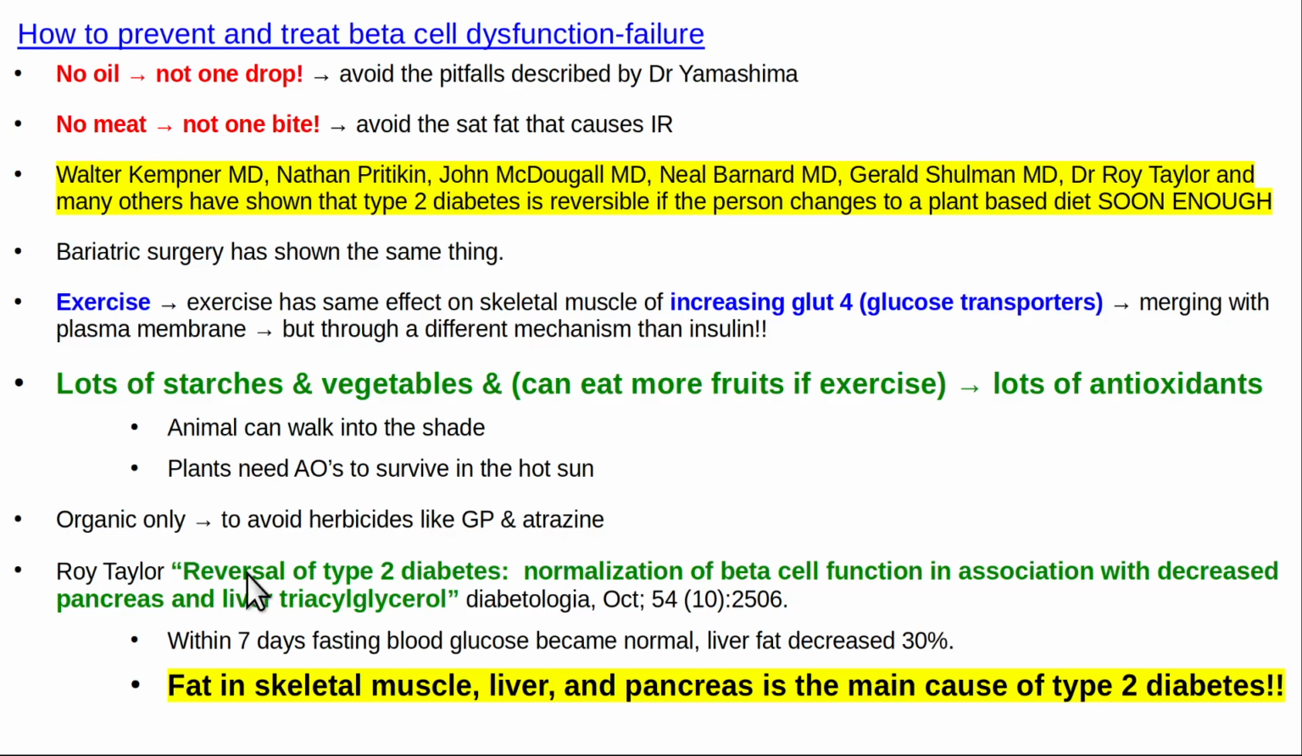So here's Roy Taylor's paper, Reversal of Type 2 Diabetes: Normalization of Beta Cell Function in Association with Decreased Pancreas and Liver Fat, triacylglycerol, like triglycerides. Within 7 days, fasting blood glucose became normal. Liver fat decreased by 30%. So that's good to know too. The liver fat is the first one to get reabsorbed away. And that's what diabetes is. It's a fat storage disease. It's not primarily a glucose disease. That's real important to know if you want to get better.